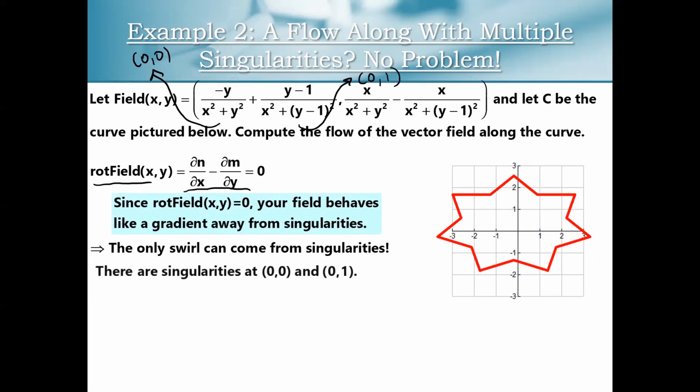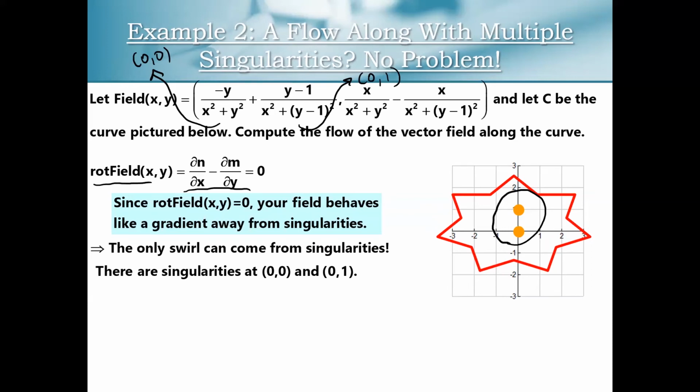So we have the same thing where the only swirl can come from singularities. We do have 2 encapsulated singularities, one at 0, 0, another at 0, 1. Let me plot those for you. So you've got 2 choices. Either one big circle that's big enough to encapsulate both singularities.